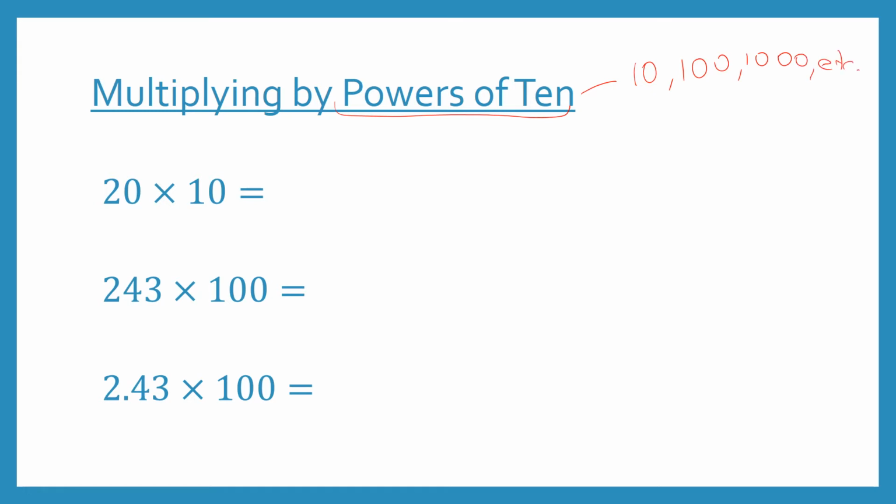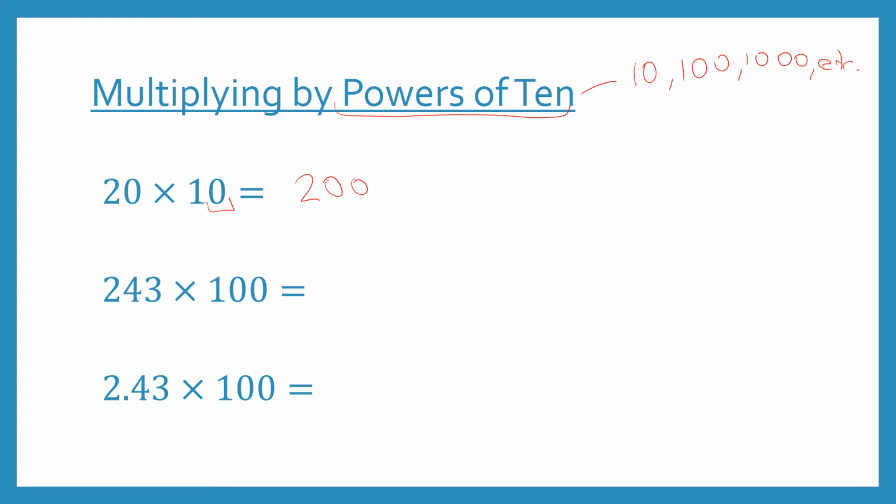So we'll begin down here with a number that isn't a decimal. So we have 20 times 10. We look at how many zeros it is, and then we just add that many zeros to the end of our number. So we have 20, we have 1 zero in the 10, so it goes to 200.